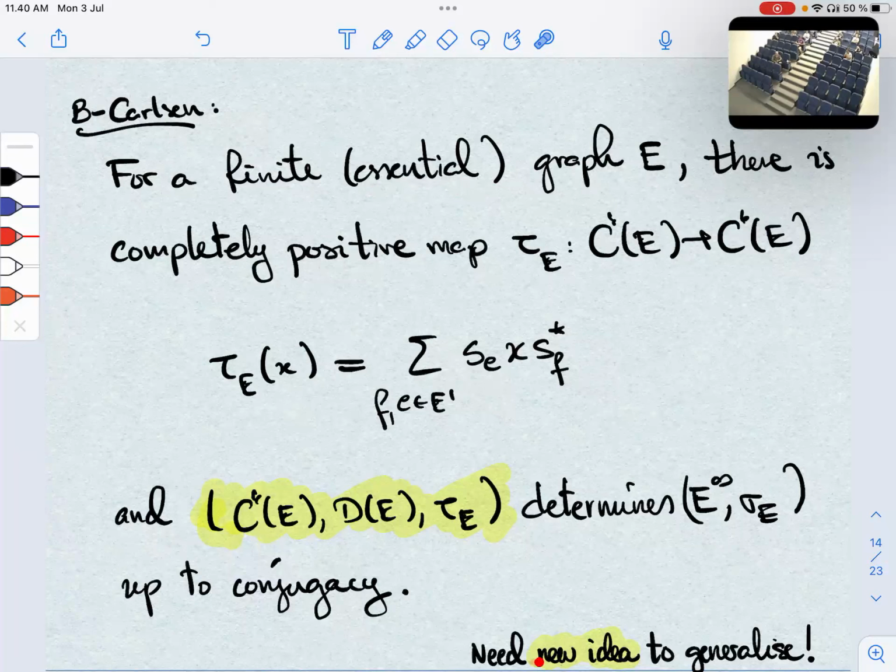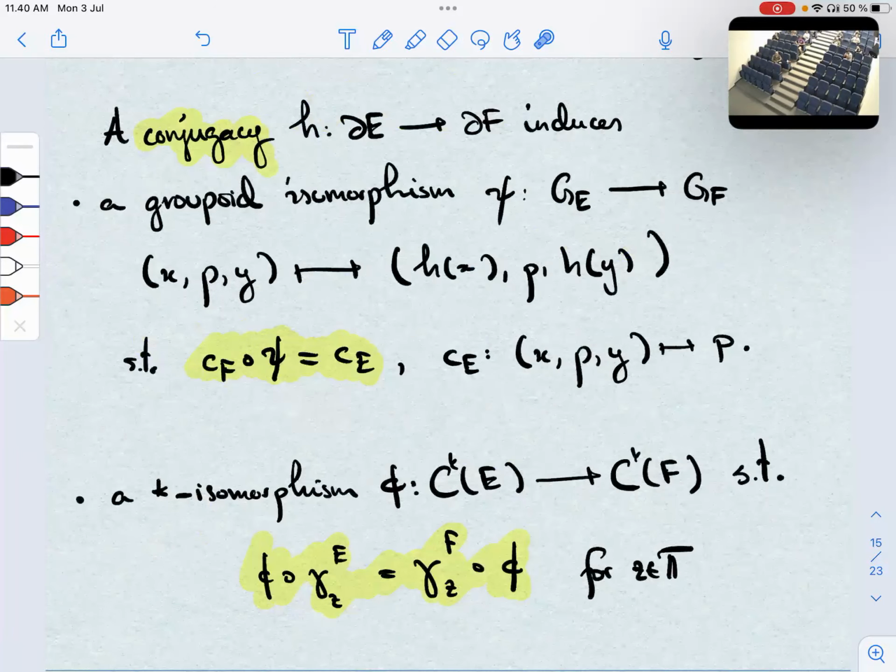So basically, we needed a new idea to go to, say, graphs, more general graphs. And this is something Matsumoto did, and I'll try to explain what that extra information is, differently, how you'd need it. So Matsumoto, I guess, saw this result and was not happy because he wanted something involving the gauge actions.